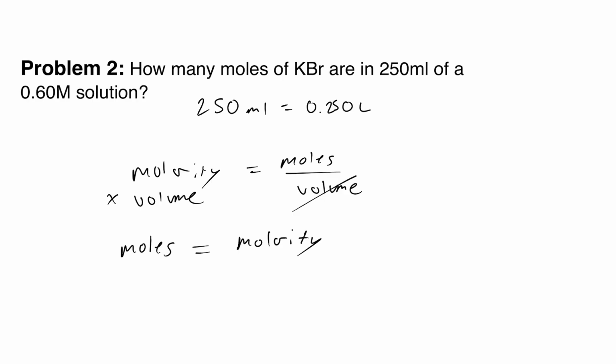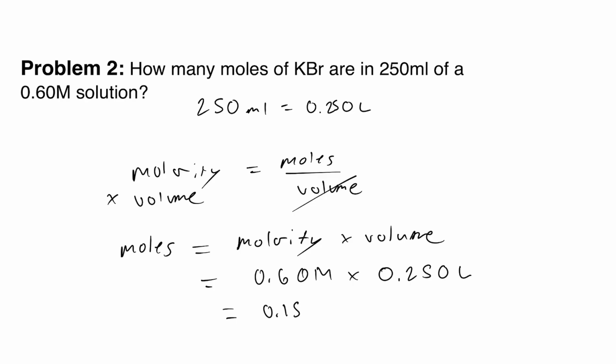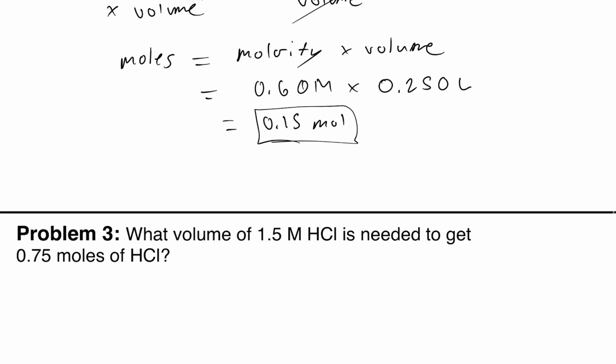molarity times volume, which is going to be 0.60 moles per liter times 0.250 liters, which is going to give us a final answer of 0.15 moles. Make sure you show your units. Let's try the next problem.